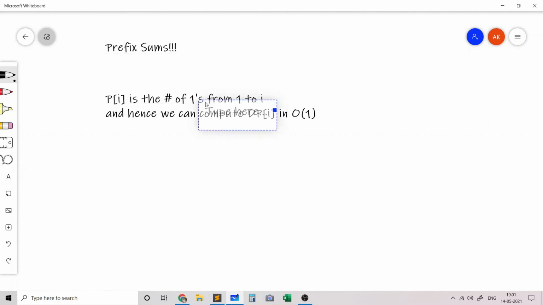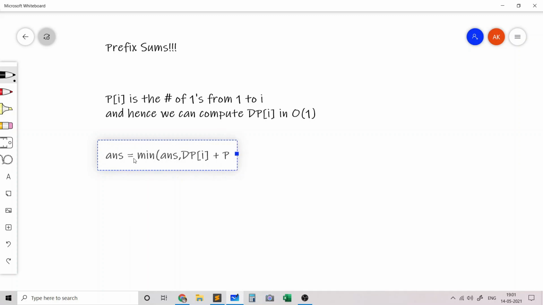So that's how we do the computation of the dp values, and the answer would just be the minimum of the previous answer which we found, and dp of I plus prefix sum of n minus 1 minus the prefix sum of I. And this is because we just convert all the, actually this should be prefix sum of n minus prefix sum of I, and this is because I is the last occurrence of a 1, and we convert all the other ones to zeros. So all the ones from I plus 1 to n, we convert them to 0, and that cost would be prefix sum of n minus prefix sum of I.